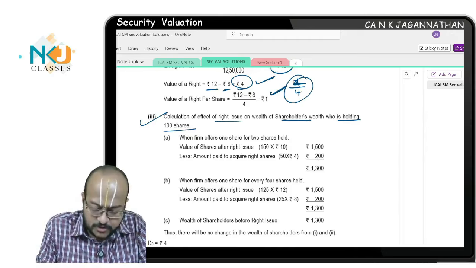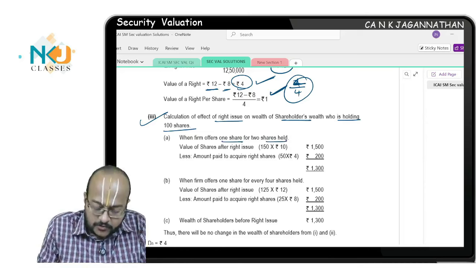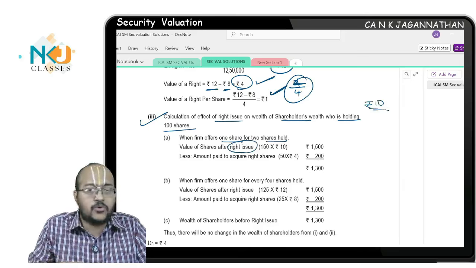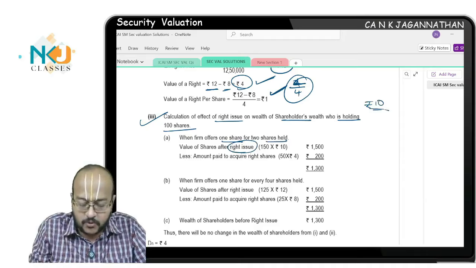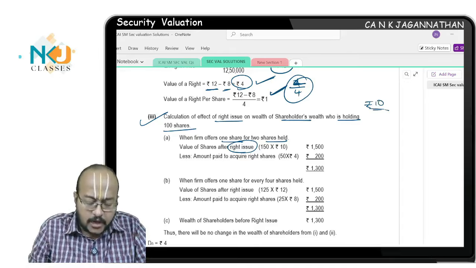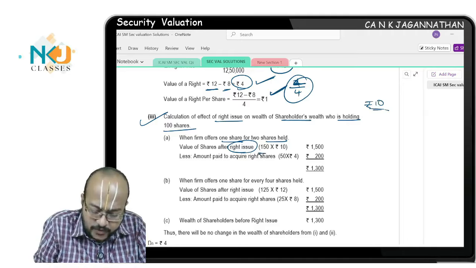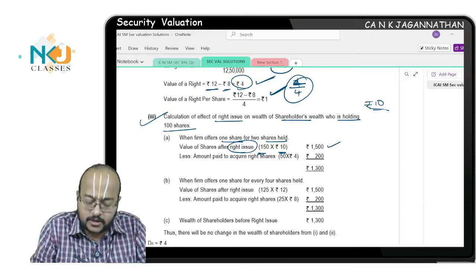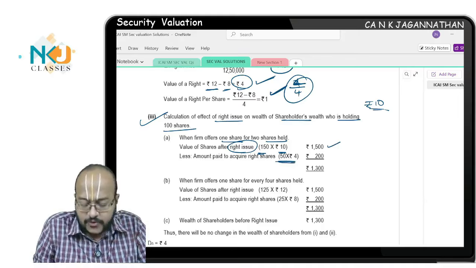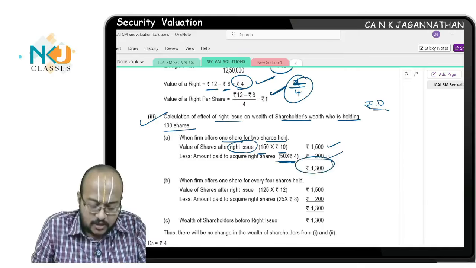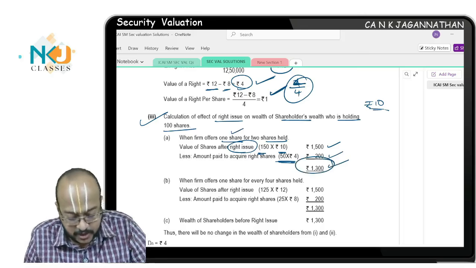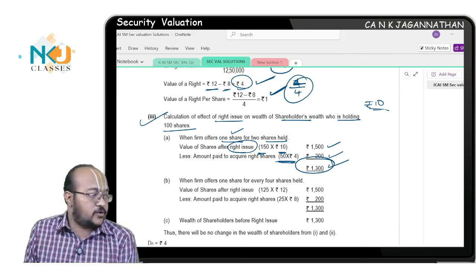See, very simple. When the firm offers 1 share for every 2 shares held, the value of shares after the rights issue will be 10 rupees, the theoretical ex-rights price, correct? I already told you, after the rights issue the company's share price will drop from 13 to 10. If this is the case, the value of shares after the rights issue is 150 shares into 10, so 1,500 will be the value. And the amount to be paid to acquire the right shares is 50 into 4, which is 200. So 1300 will be the net value. Are you understanding?